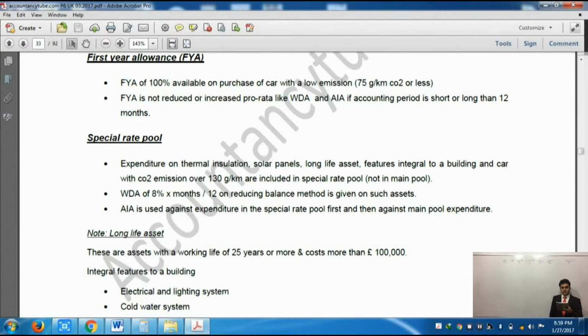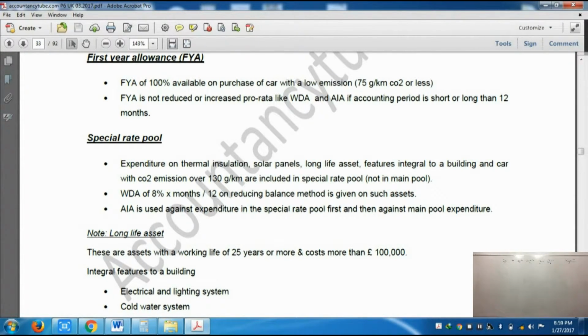So 100% of that. Then it says first year allowance is not reduced or increased like WDA and AIA. Now, like writing down allowance or annual investment allowance, what we used to do there, that if the accounting period is less than or more than 12 months, then we would have to adjust our allowances. Whereas in this one, first year allowance, it is a standard rate and we will not adjust it. Like it says, first year allowance is not reduced or increased pro rata like WDA and AIA if the accounting period is short or longer than 12 months. Right?